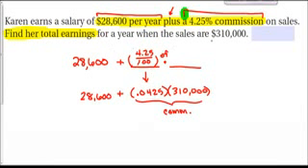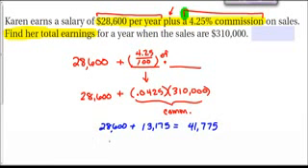So when we do the calculations there, then we can determine that the commission amount was $13,175 added to the guaranteed pay gets us a total pay for the year of $41,775.